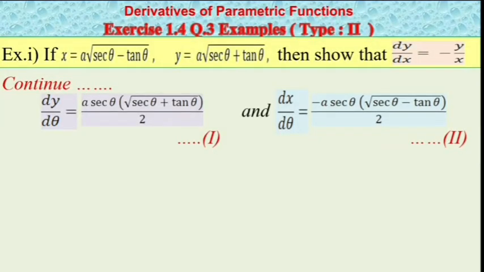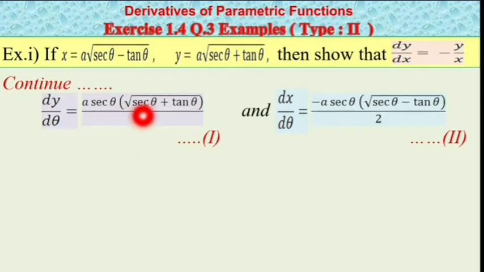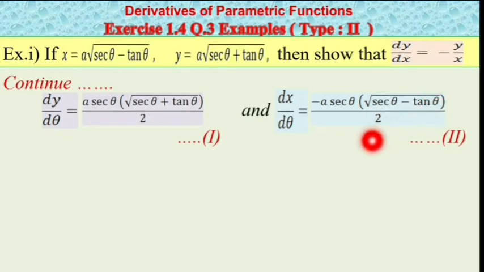Now continue the given example from the last page. We have already derived dy by d theta equal to a sec theta into bracket root of sec theta plus tan theta upon 2, that is equation number 1, and dx by d theta equal to minus a sec theta into bracket root of sec theta minus tan theta upon 2, that is equation number 2.